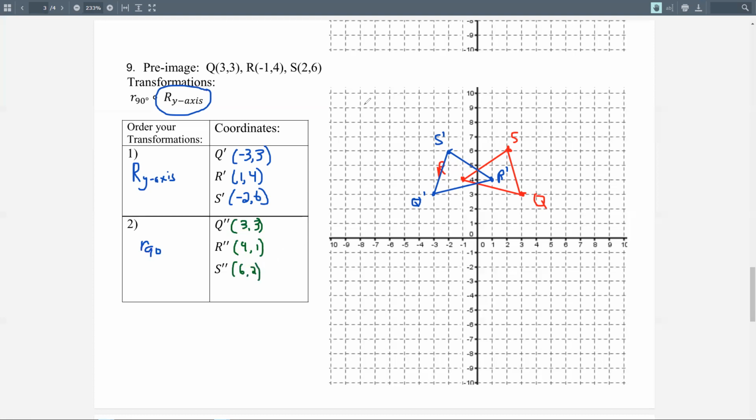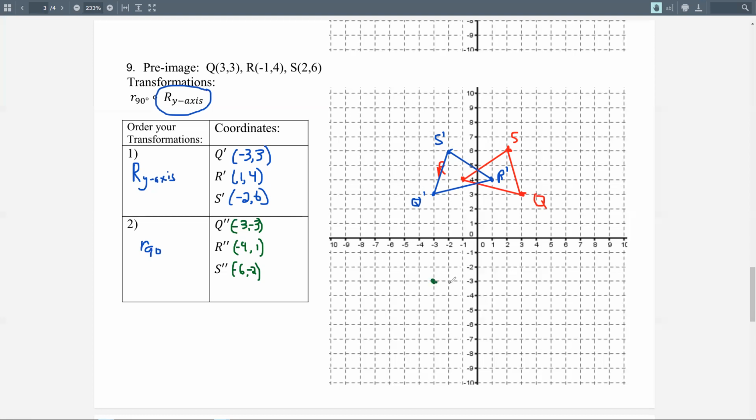All right, and then step 2 is to find the signs. So Q is in quadrant 2. We're going 90 degrees counterclockwise, that's going to put us in quadrant 3, so that's negative, negative. R prime is in quadrant 1, so if we go 90 degrees counterclockwise, R double prime will be in quadrant 2. So that's negative, positive. And then S prime is in quadrant 2. You go 90 counterclockwise, you're going to be in quadrant 3. That's negative, negative. So negative 6, negative 2. And then we can plot those.